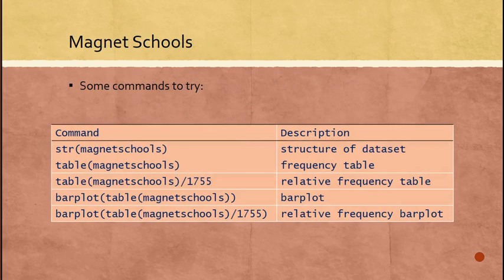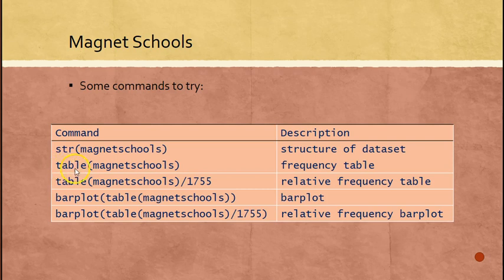As for some commands we can try, the first one is the str command. That's really optional, not that important for us. If you deal with a lot more complex data sets, str is a nice one. It gives you the structure of the data set, a brief description of all the variables. We just have one, so str, parentheses, and then the name of the data set, Magnet Schools, will give you the structure.